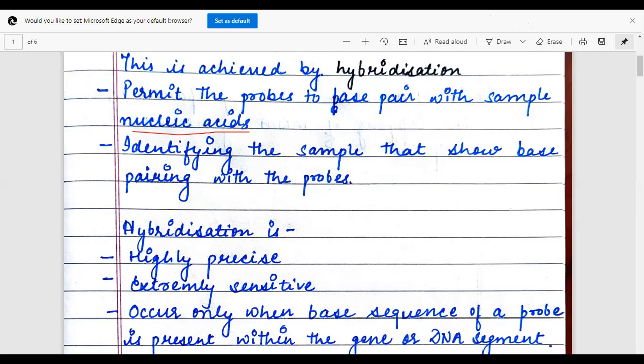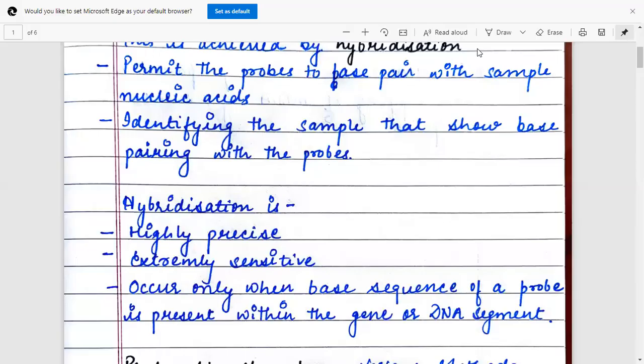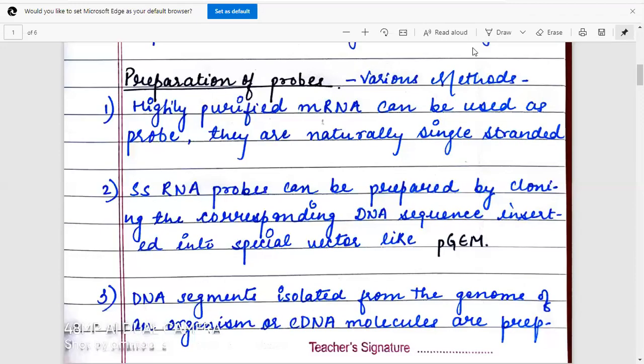This occurs only when the base sequence of a probe is present within the gene or DNA segment. So the complement of this can be used to identify the complementary sequences in the target sequences. How can this probe be prepared? There are various methods available for this.